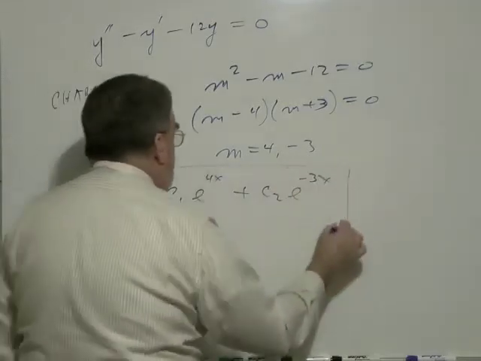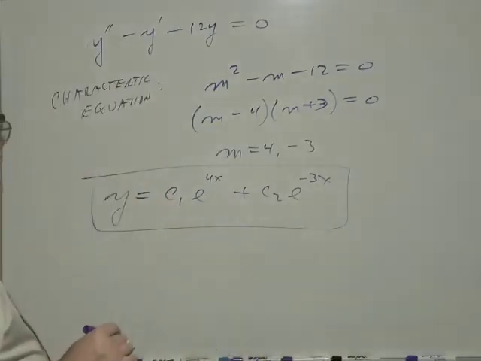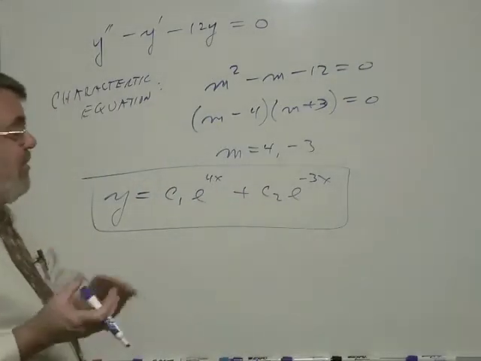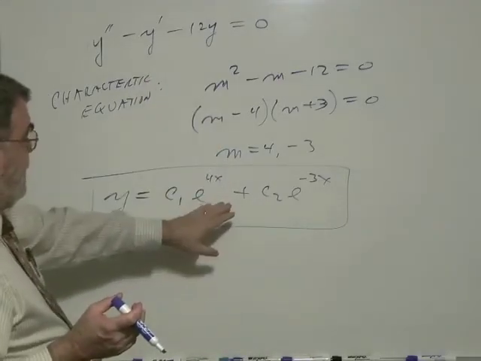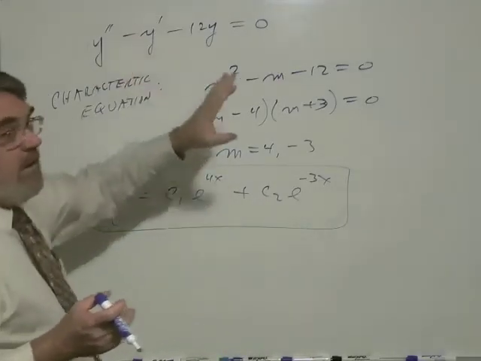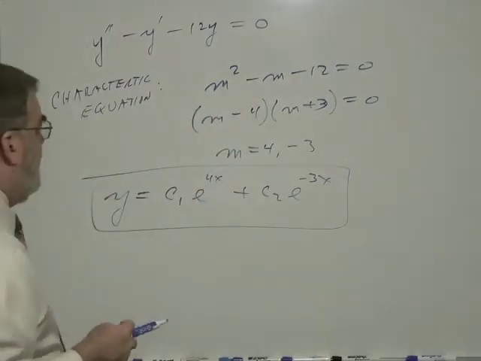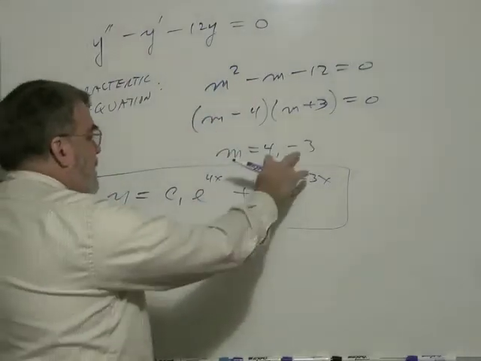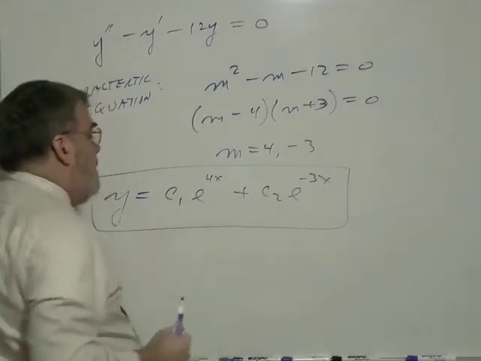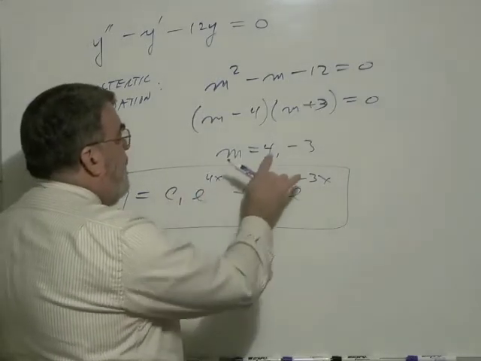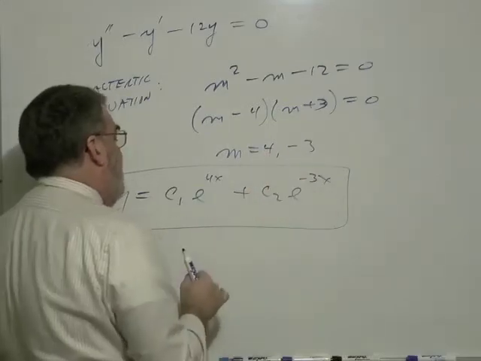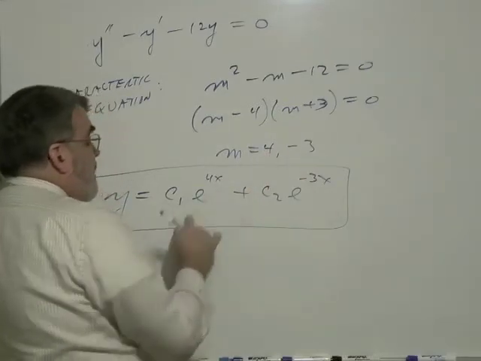And there we go. Now, it would be easy to verify, and you probably should try this at least once. Verify that this solution does fit that equation. And notice, because we have two roots, we have two separate terms here. And the powers of e are the root times x in each case. And finally, we also have two constants.